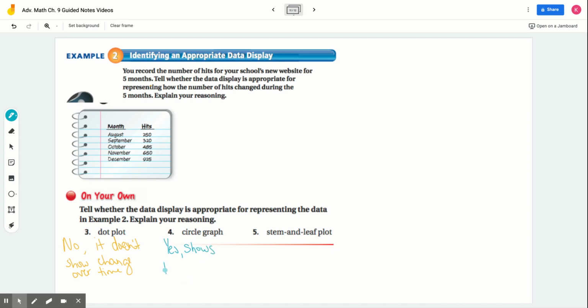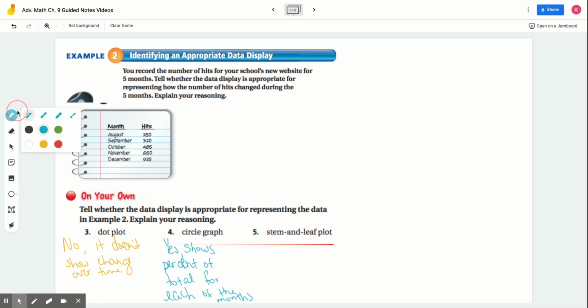shows percent of total for each of the months. So we would have our data on the circle graph and we would have it labeled for months so we can see the change over time.